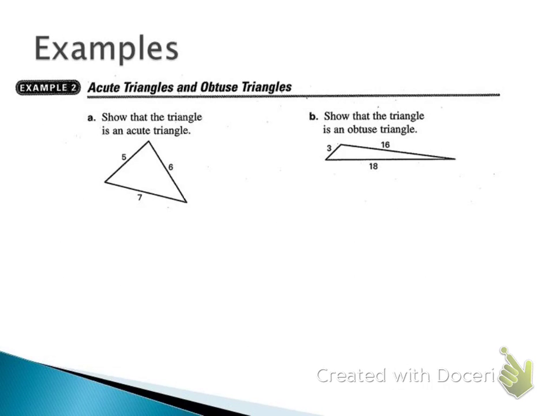All right, so example A on this slide is telling us to show that the triangle is an acute triangle. So it's saying this definitely is an acute triangle, we just have to show that. Based on that previous slide, that means we need to show that c squared is smaller than the sum of a squared and b squared. When we pick out our a, b, and c, c has to be the longest side. So c in this case will be 7, a and b will be 5 and 6.